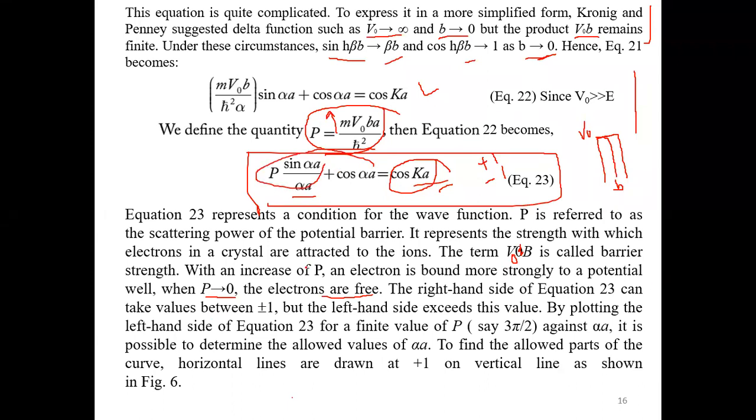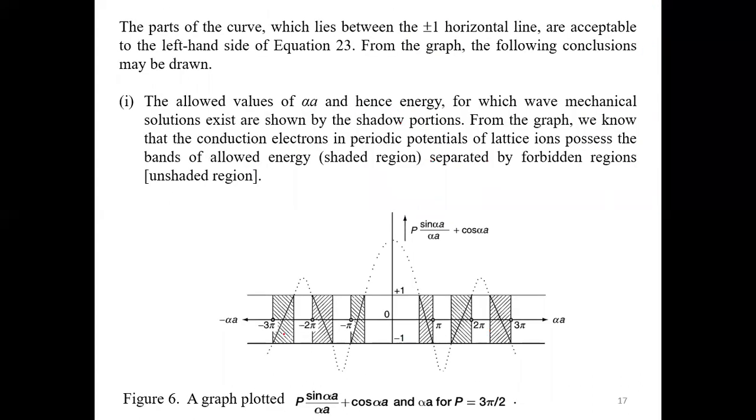So by plotting this left hand side of the equation 23 for a finite value of P, let's say 3π/2, against alpha A, this dotted line will be this one. Now if we draw a line at +1 and -1, only the values between +1 and -1 are allowed, and the values higher than +1 and lower than -1 will be forbidden.